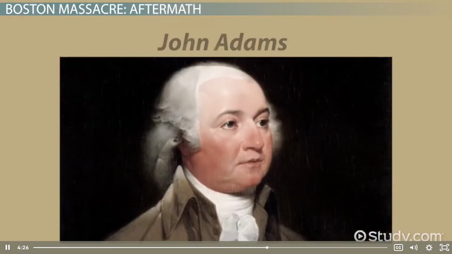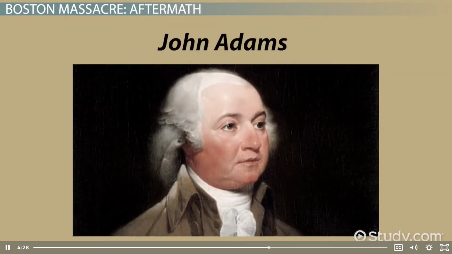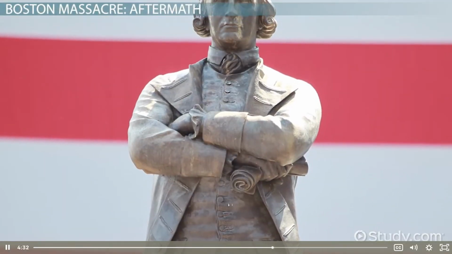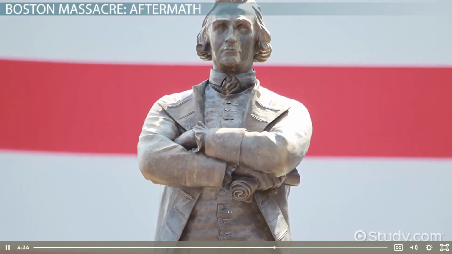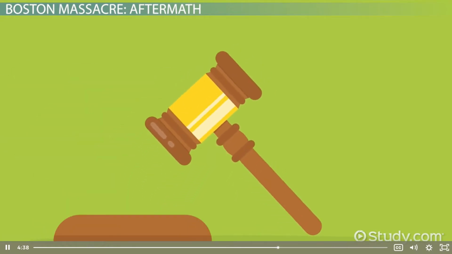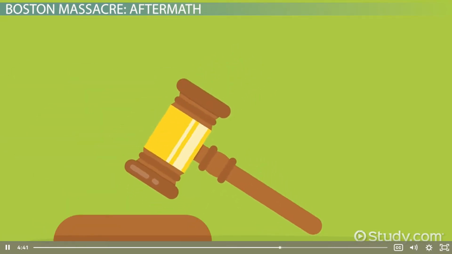The British soldiers were put on trial for their actions and defended by none other than John Adams, the future second president of the United States, and a cousin of Samuel Adams. Most were found not guilty, and a couple received branding as a punishment for manslaughter.